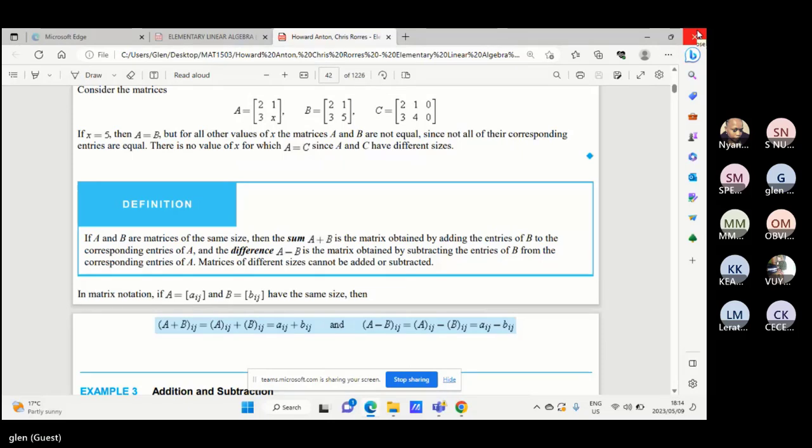I get a matrix of A plus B as 5, 1, 2. Second row is 6, 3, 2. The third row is 5, 5, 5. Spencer? The first row is 5, 1, 2. Second row, 6, 3, 2. The third row is 5, 5, 5.